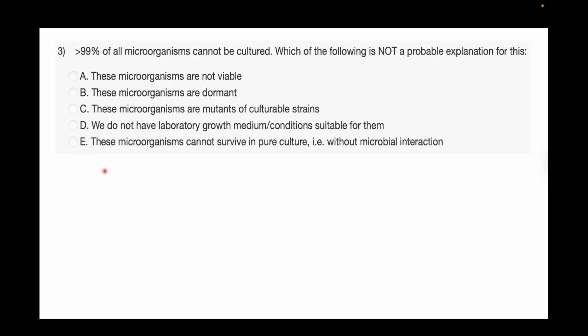Option A, these microorganisms are not viable. Option B, these microorganisms are dormant. Option C, these microorganisms are mutants of culturable strains. Option D, we do not have laboratory growth medium or conditions suitable for them. Option E, these microorganisms cannot survive in pure culture without microbial interaction. Now, which of these is not a probable explanation why greater than 99% of all microbes cannot be cultured?